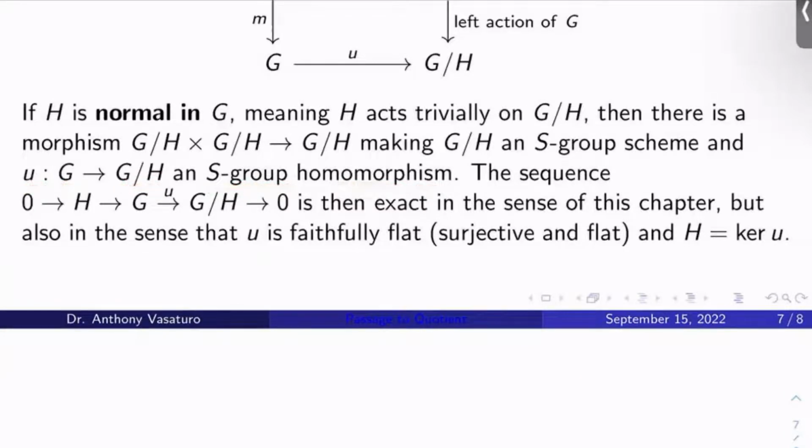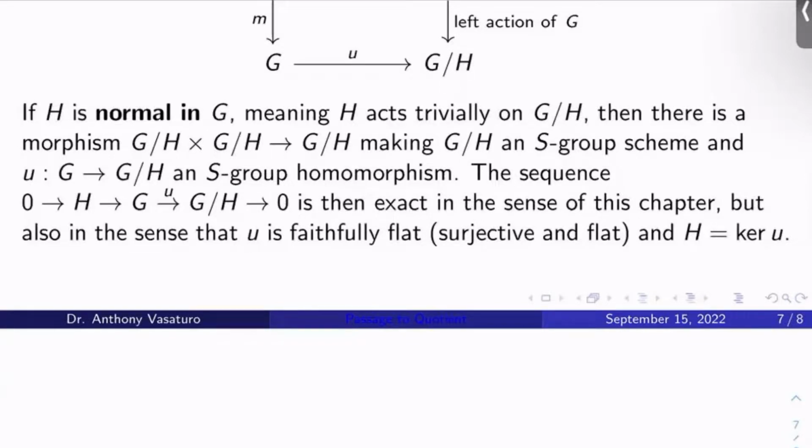And then the sequence from 0 to H to G to G mod H to 0, where the last kind of non-trivial interesting map here is just U, that's an exact sequence actually, as you expect. Everything just seems to work out very well. Everything just sort of generalizes from algebra perfectly, which is really nice. That's why I like this topic.